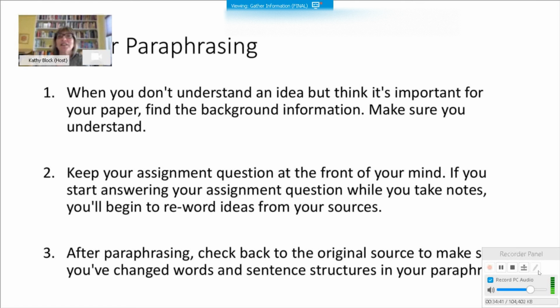Keep your assignment question at the front of your mind. If you start answering your assignment question while you're taking notes, you'll begin to reword ideas from your sources in a way that's going to fit with your paper. And then really importantly, after paraphrasing, check back to the original source and make sure you've changed the words and sentence structure. This is especially important for any paraphrases that land up in the final draft of your paper that you submit.